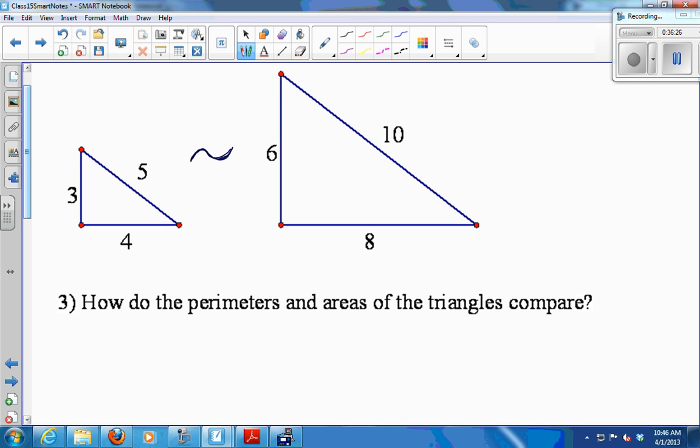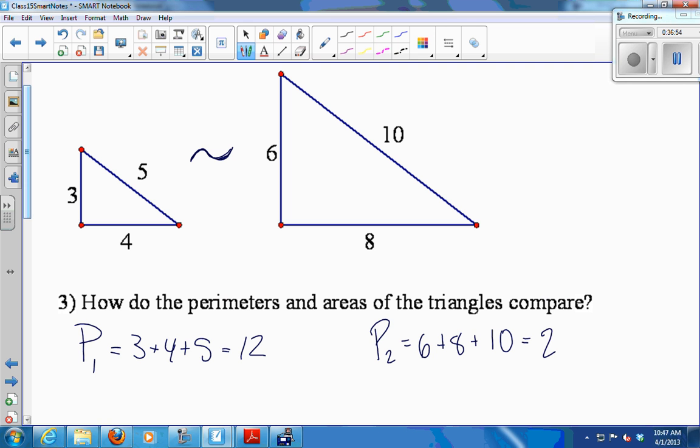All right, so let's look at the perimeter of triangle 1. How do you find the perimeter of any geometric object? Add them all up. Its perimeter is the distance around. So we have 3 plus 4 is 7, plus 5 is 12. And then the perimeter of triangle 2 is going to be 6 plus 8 plus 10, which is 24.